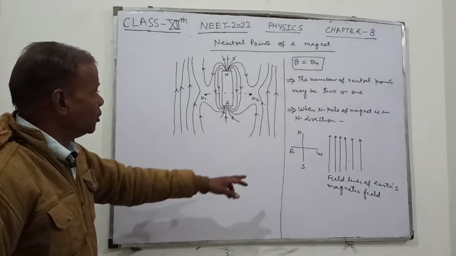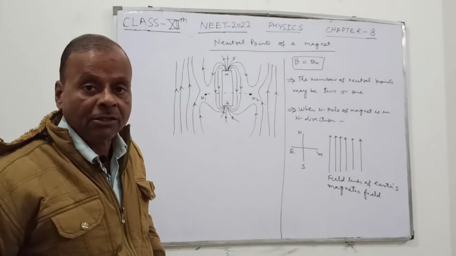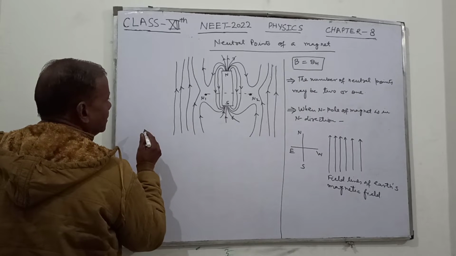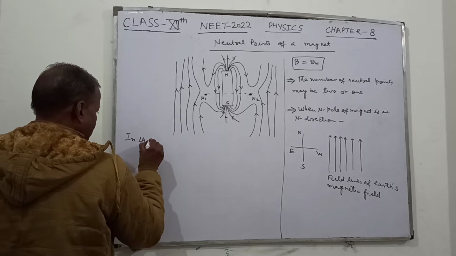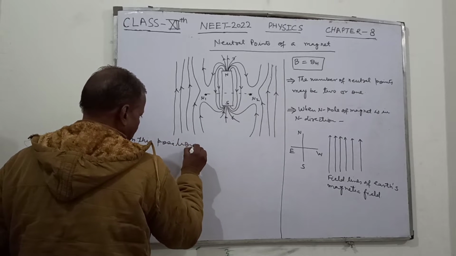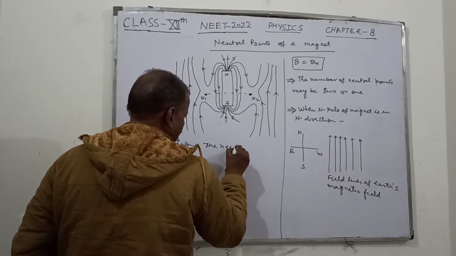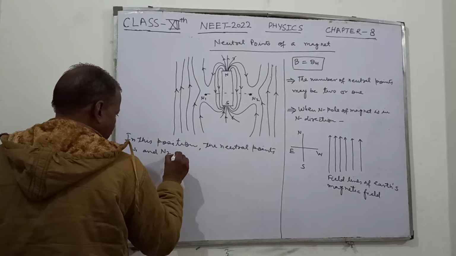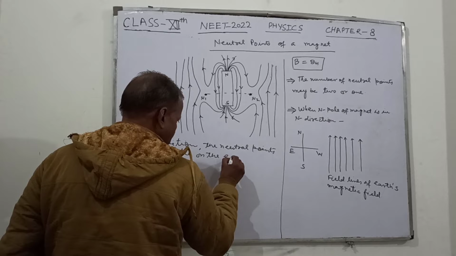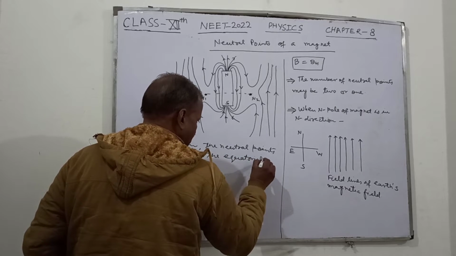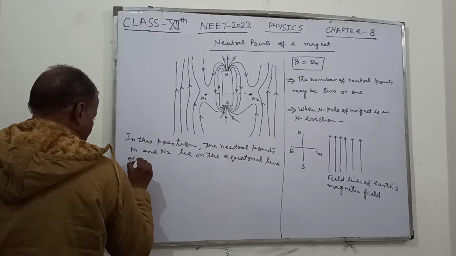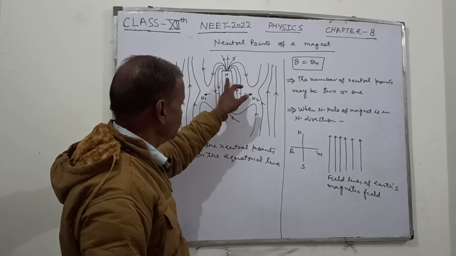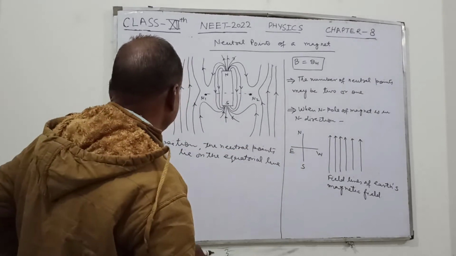Now when the north pole faces the north direction, then the neutral points lie on the equator of the magnet. In this position, the neutral points N1 and N2 lie on the equatorial line of the magnet. So this is the case where this north is towards the geographic north of the Earth.